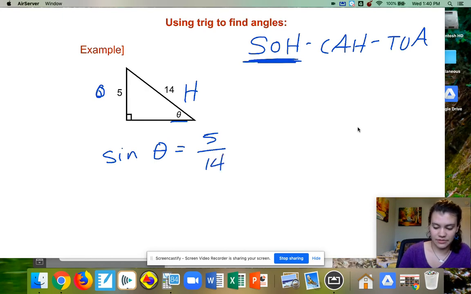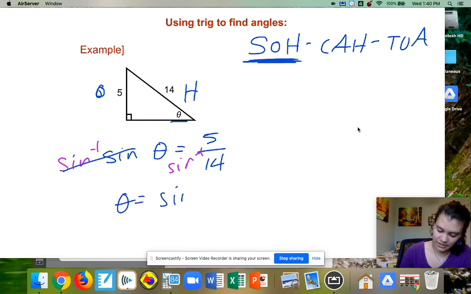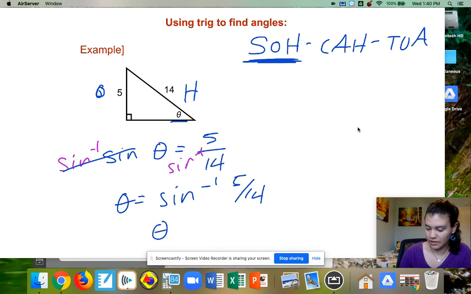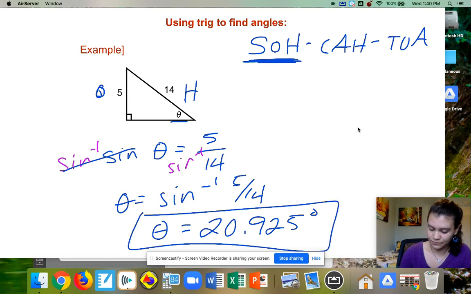And then to undo sine, you have to do sine inverse. So I'm going to take the sine inverse of both sides. And then sine and sine inverse are going to cancel each other out. So you'll get theta equals sine inverse of 5 over 14. And then this you can type into your calculator, and you should get theta equals 20.925 degrees.